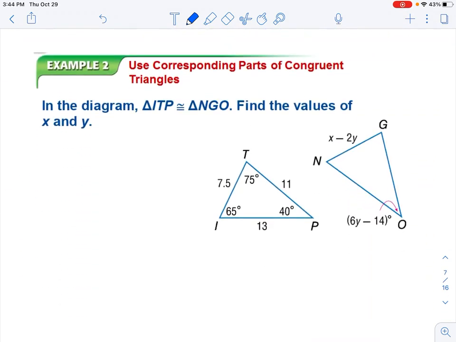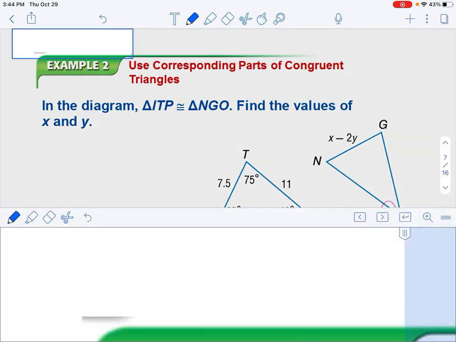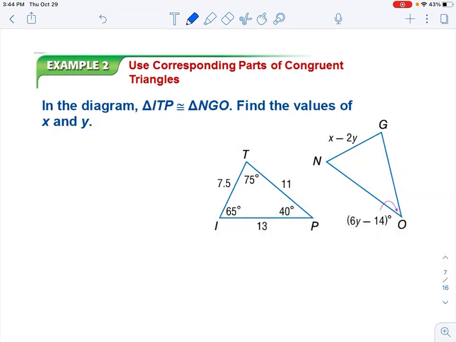Now we can use this idea to go ahead and solve for missing variables, missing side lengths, missing angles, right? We need to solve for the values of x and y, given that these triangles are congruent. Now I want to point out once again, when we have these set up like this, we know that angle I and angle N are congruent. We know that angle T and angle G are congruent. We know that angle P and angle O are congruent. So you can either mark that up or just look at it and know.